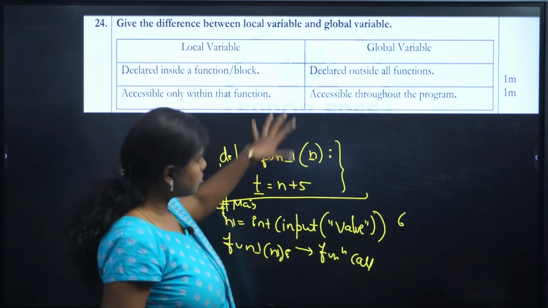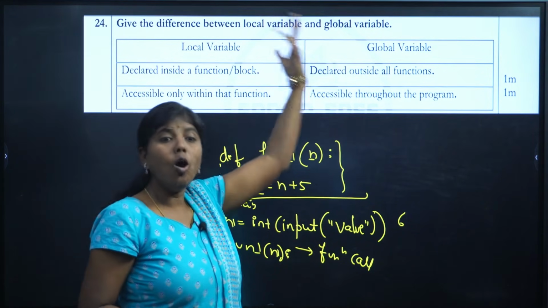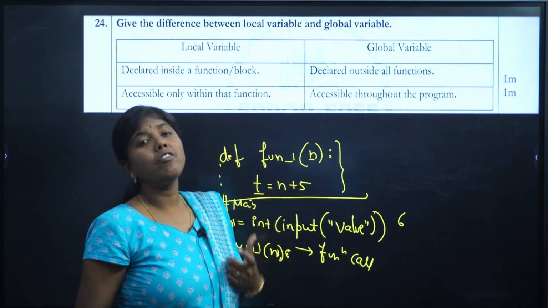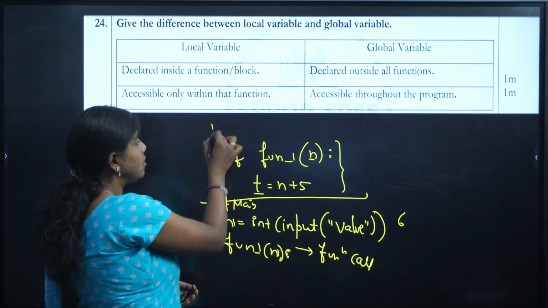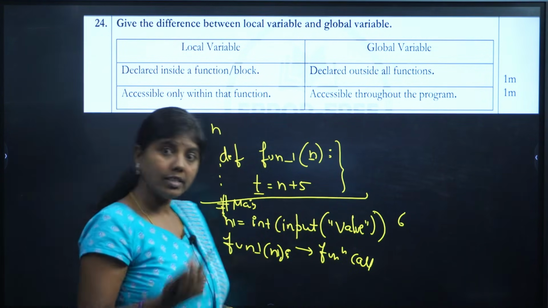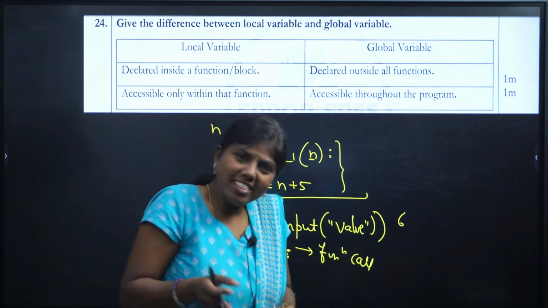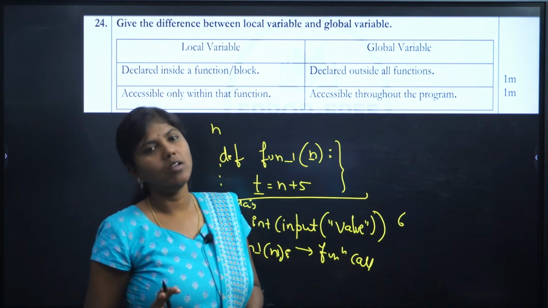So if there is one function here, another function here, another function here, outside all the functions, if a variable is declared, we call it a global variable. That means I can have a variable here, outside the function. That also becomes a global variable. Within a function means it becomes a local variable.